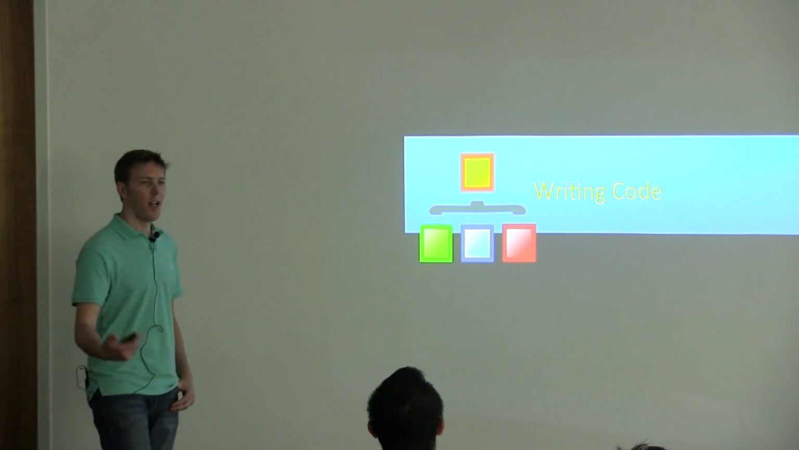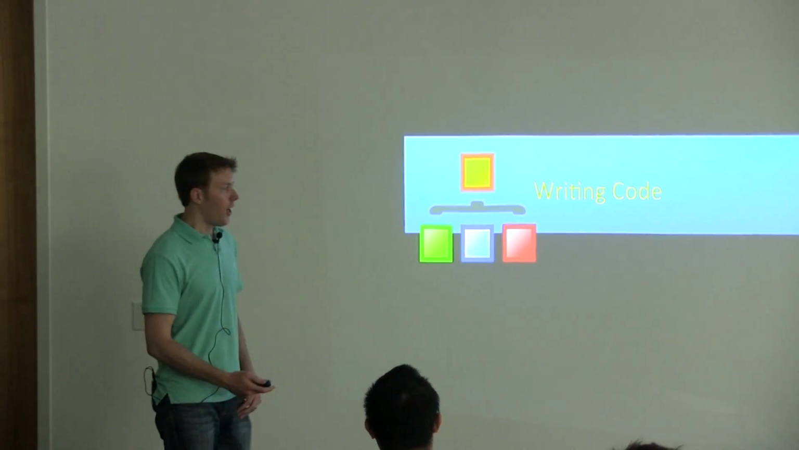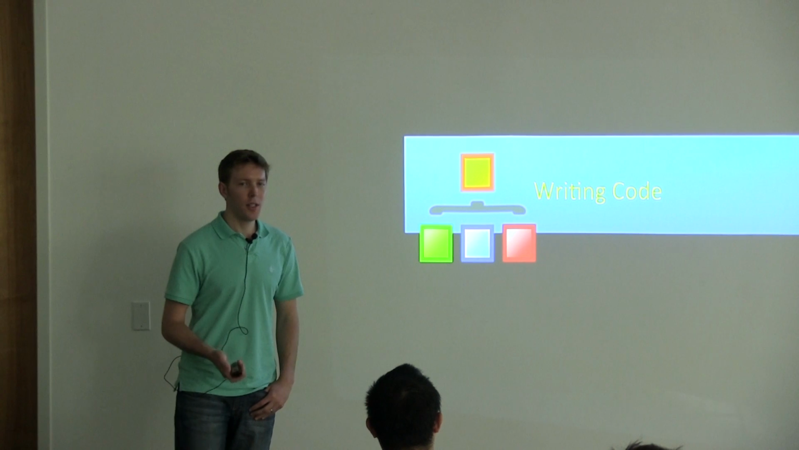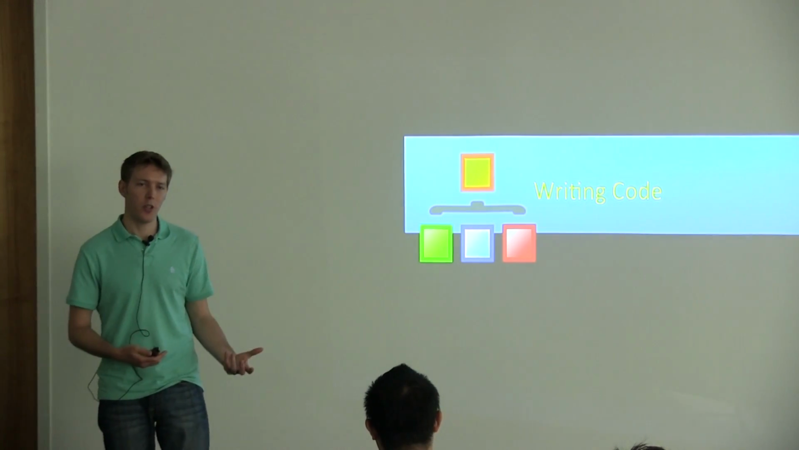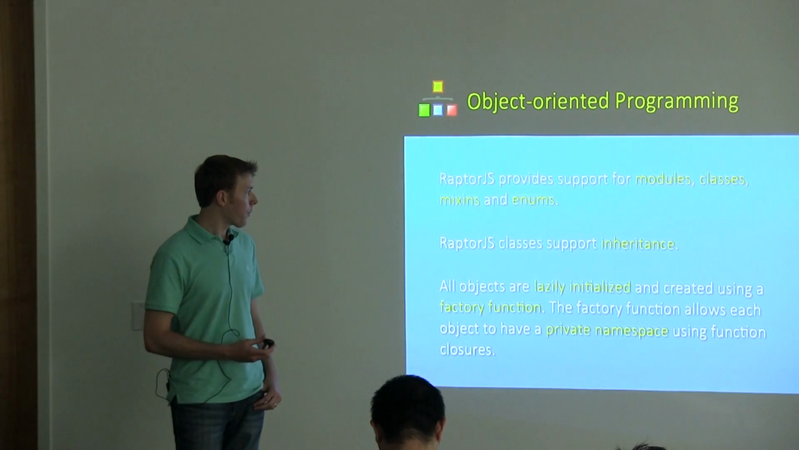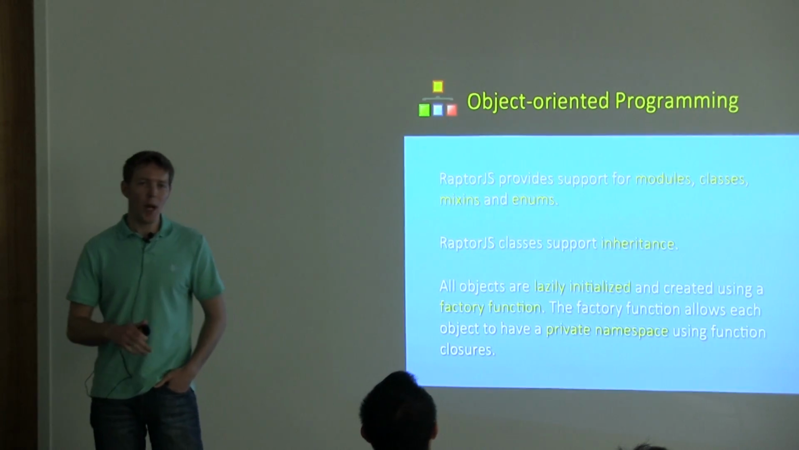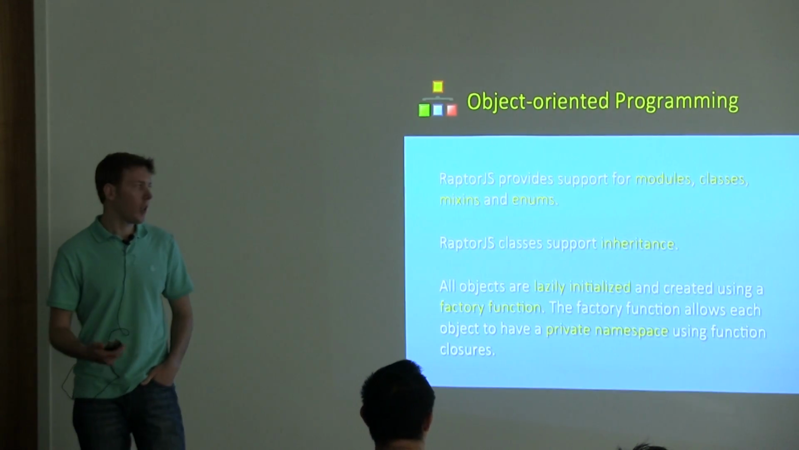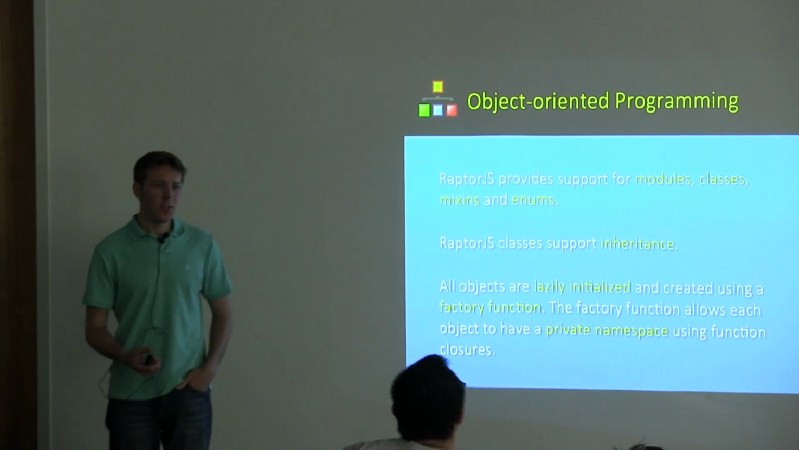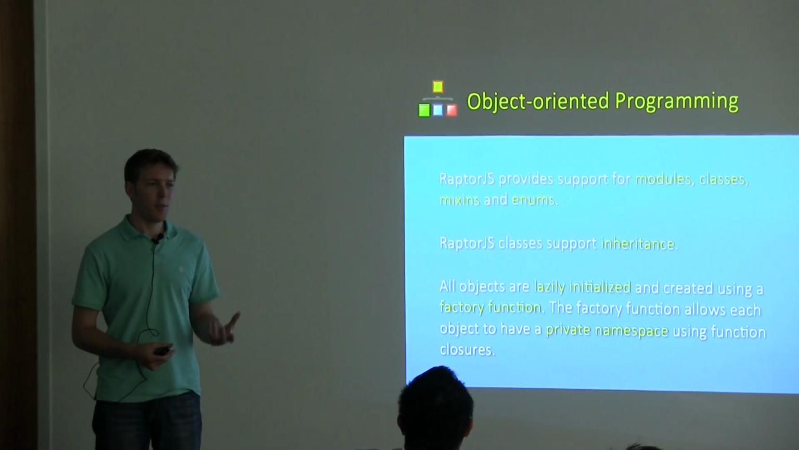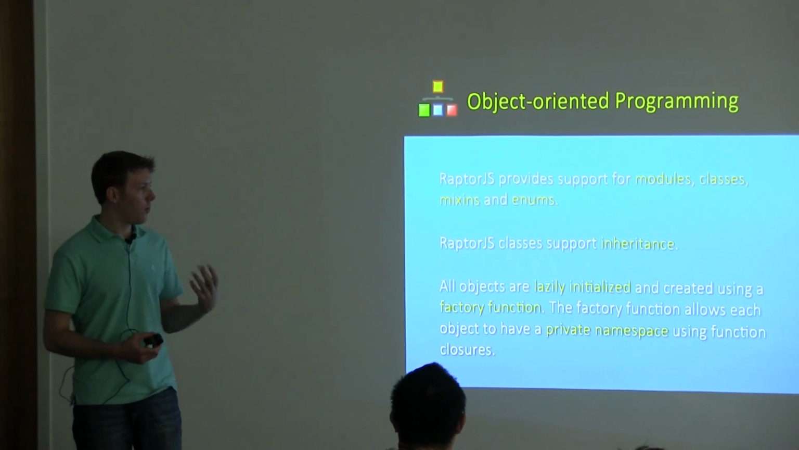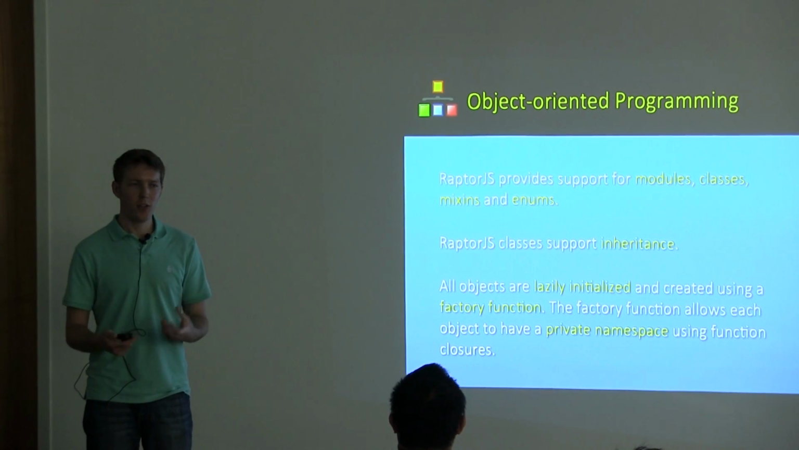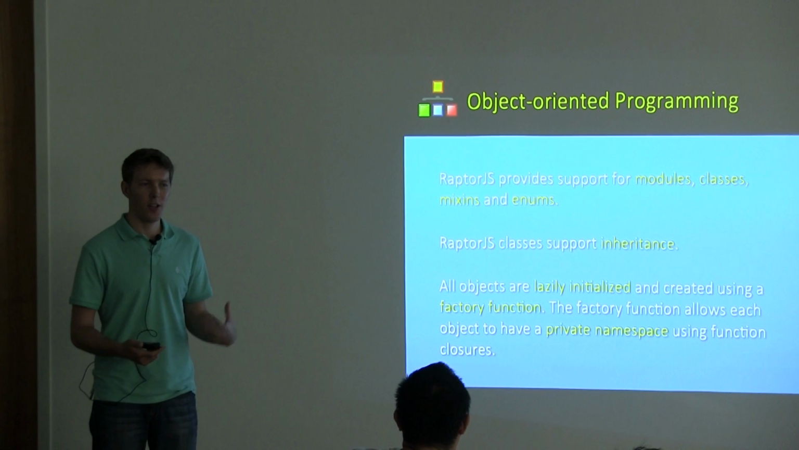So now we're going to talk about how you write your code. Writing code has a big influence on both code maintenance, but also just how you can deliver your code. So at its core, Raptor.js has support for modules, classes, mixins, and enums. And the typical definition of a module is that it is basically an object that has certain properties that are exposed to the outside world.